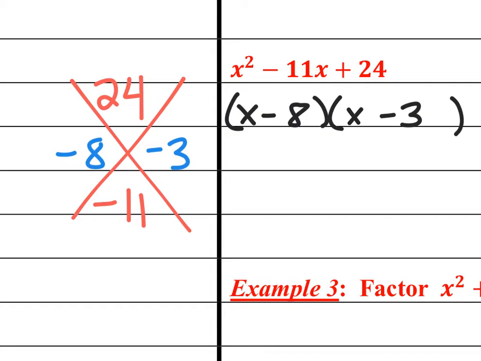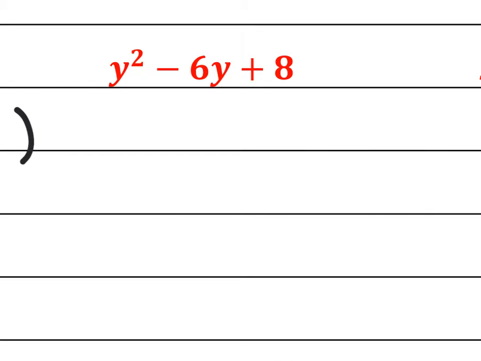Are you getting the hang of this, guys? Okay, yeah, pretty simple. Next one, we are multiplying to 8, adding to negative 6. Figure it out, discuss. Finn, what two numbers are they?